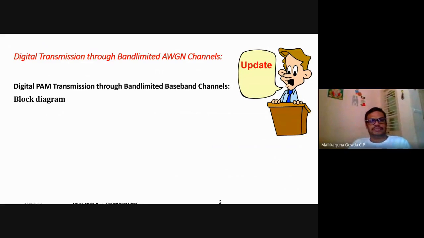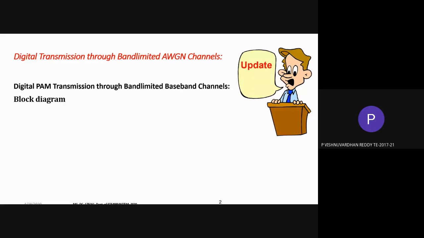So today we will be discussing digital pulse amplitude modulation, that is PAM, transmission through band limited baseband channels. Are you aware of what PAM, pulse amplitude modulation, is? Have you studied it anywhere? I hope you studied it in principles of communication systems. Sir, we had it in PCS, as the last module.